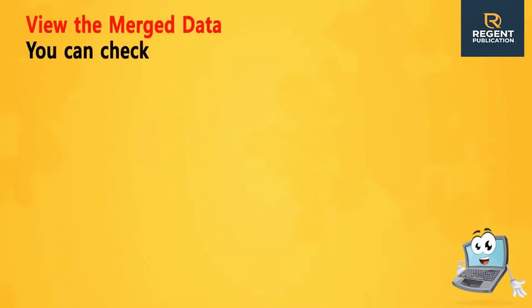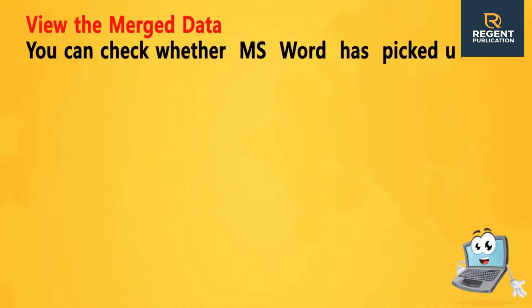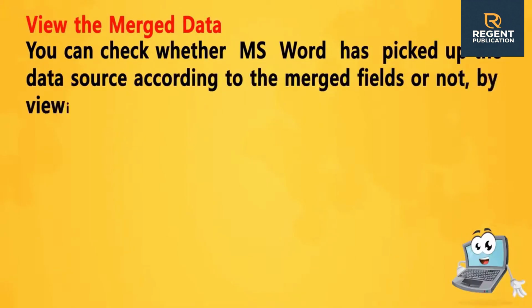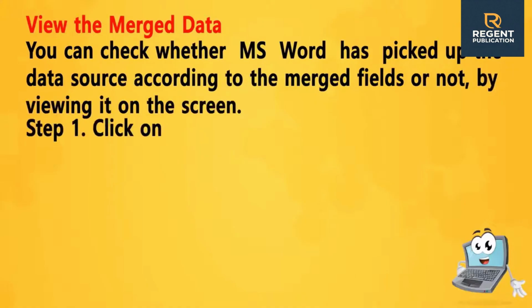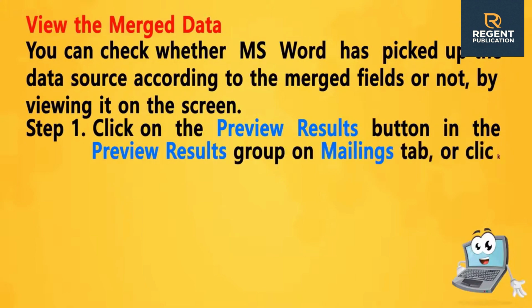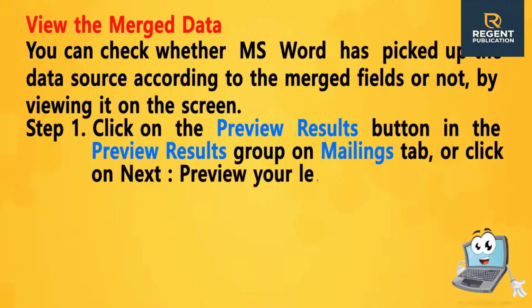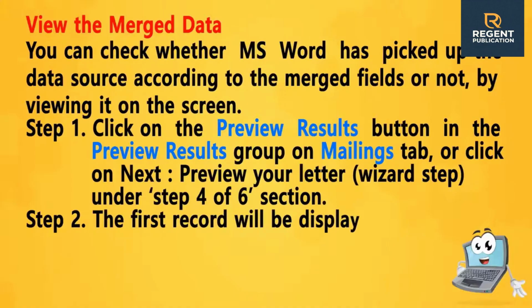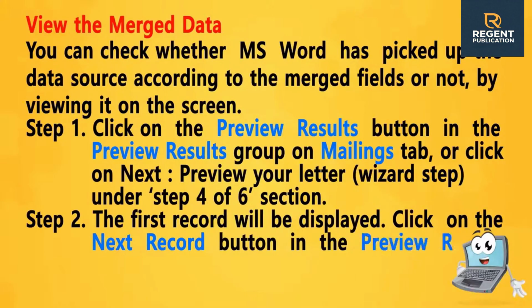View the merged data. You can check whether MS Word has picked up the data source according to the merged fields or not by viewing it on the screen. Step 1. Click on the Preview Results button in the Preview Results group on the Mailings tab, or click on Next, Preview Your Letter Wizard step under Step 4 of 6 section. Step 2. The first record will be displayed. Click on the Next Record button in the Preview Results group to view the next record of the data source.